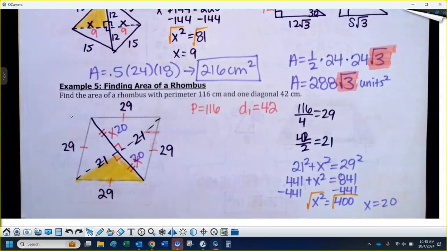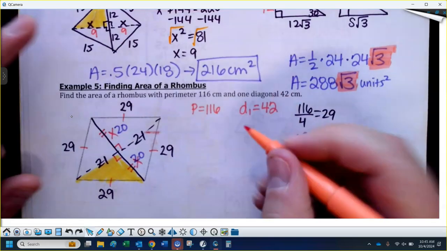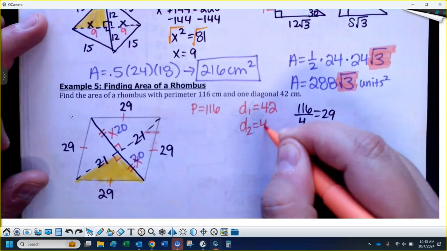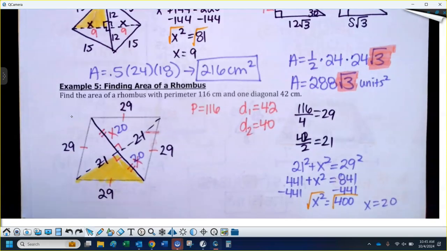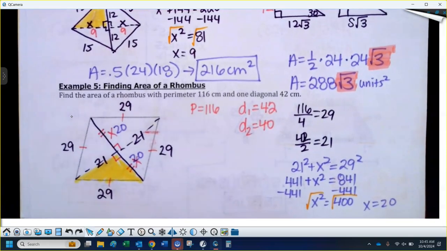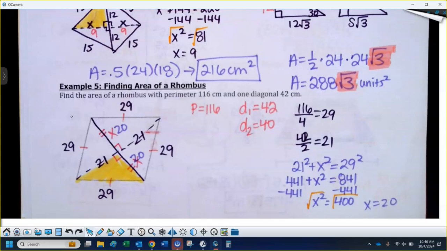so the entire diagonal would be 40 when you add that together. So just don't forget that. You got the piece, but the whole thing, both of those would be 20, so the whole thing would be 40. Now, we're done pretty much.